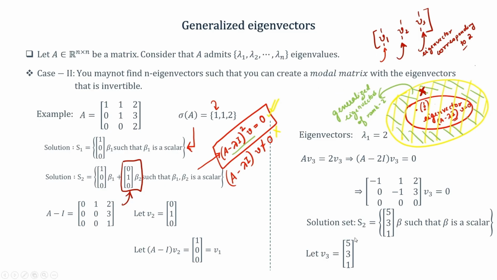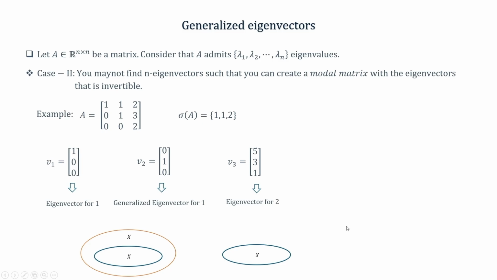And V3 I had already found out to be 5 3 1. So, you can see what I have done. First, let's step back and try to understand what we are doing again. First, we took the matrix and found the eigenvalues of the matrix. For the eigenvalues which are distinct, we can easily find eigenvectors. That is not a problem, and these eigenvectors will be linearly independent of each other, because they correspond to distinct eigenvalues.